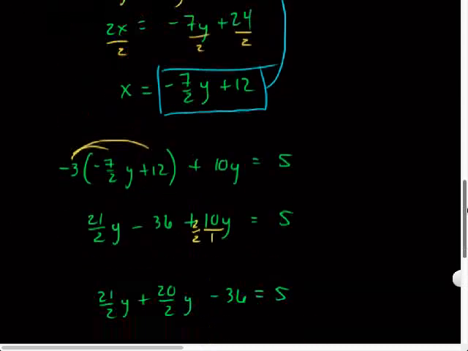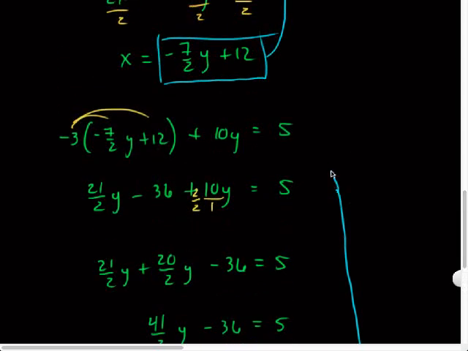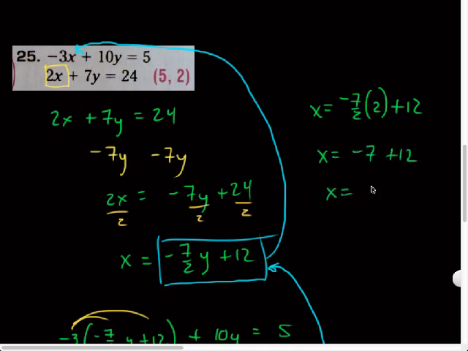And where should I plug this? In the revised equation. So I'm going to get, let's see, do I have room over here? Yeah, sure. So I have x equals negative 7 halves times 2 instead of y, plus 12. X equals, the 2's cancel out, negative 7 plus 12. So x is equal to 5. So our solution would be the ordered pair 5, 2.